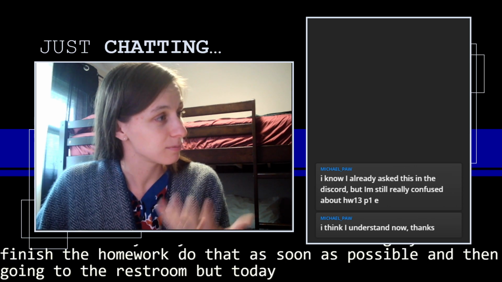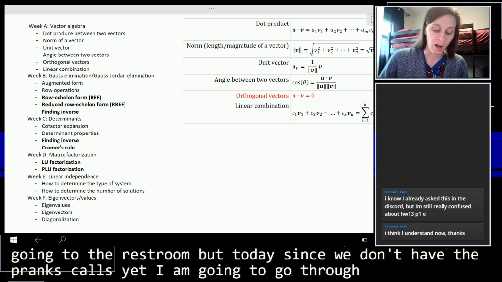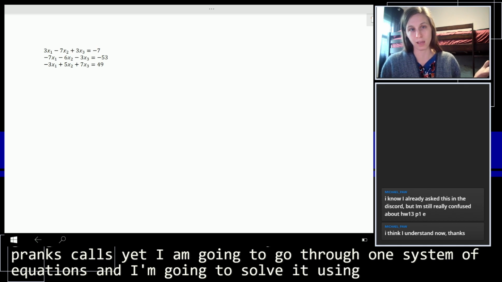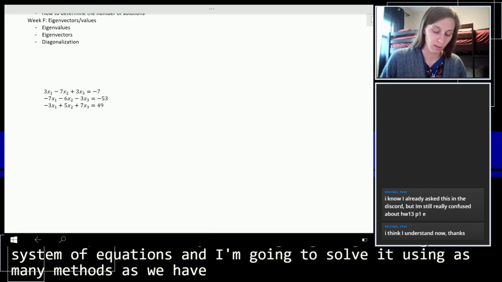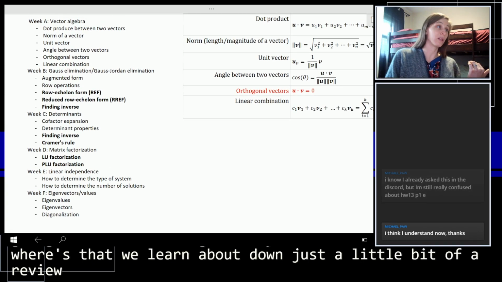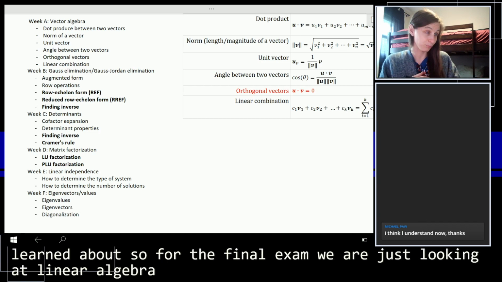But today, since we don't have the practice problems yet, I am going to go through one system of equations, and I'm going to solve it using as many methods as we learned about. So just a little bit of a review. This is all the material we learned about. For the final exam, we are just looking at linear algebra.